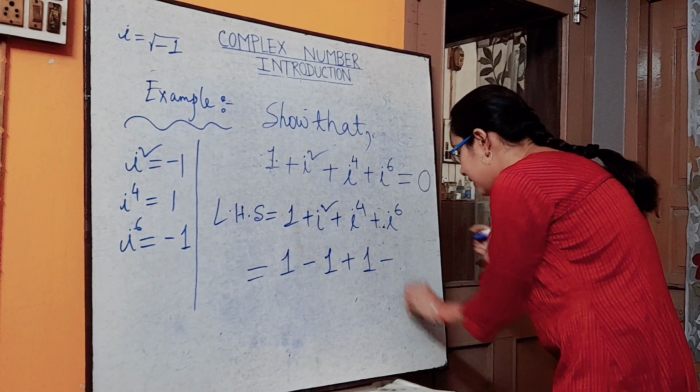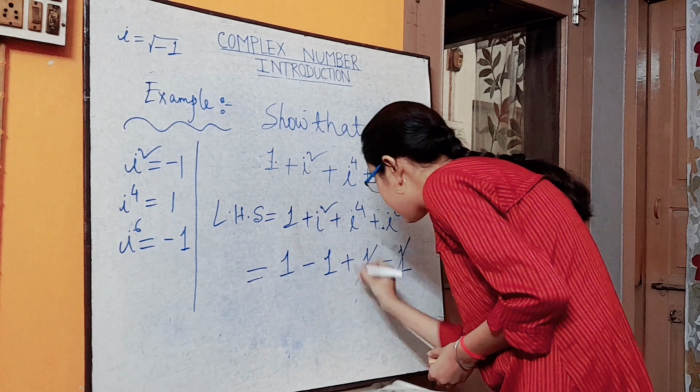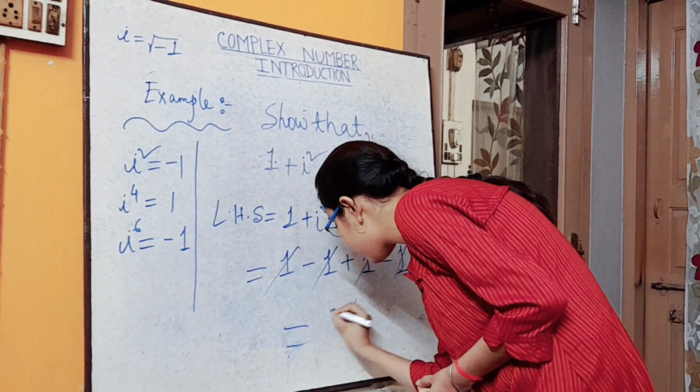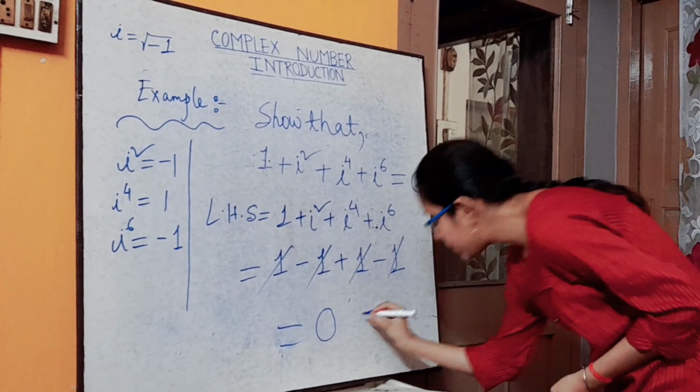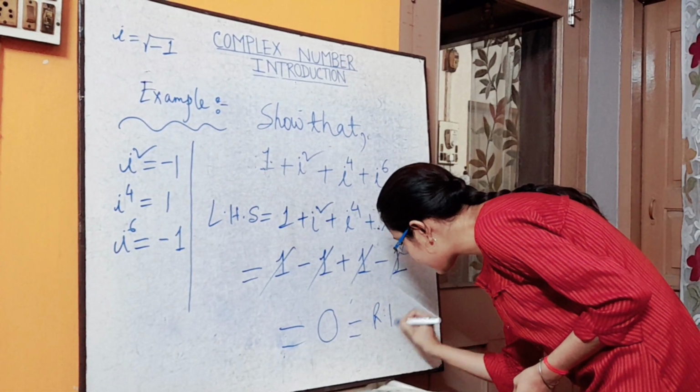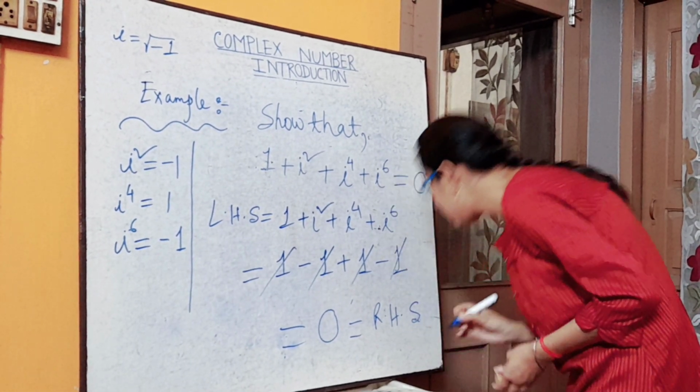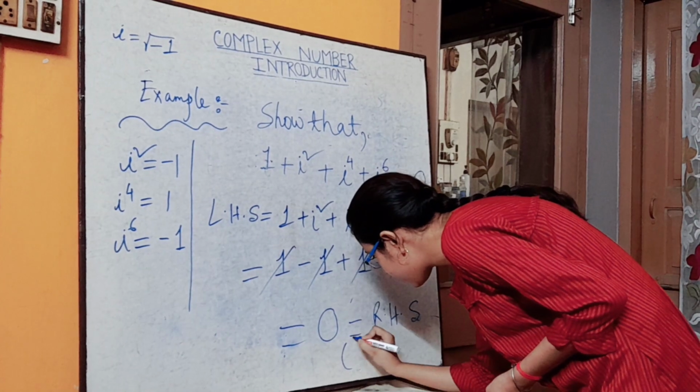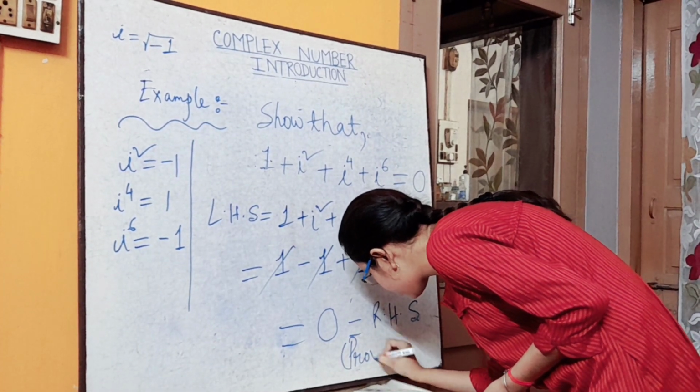Then we can see that the value becomes 0, which is the RHS, or right hand side. So this is proved, we can write proved.